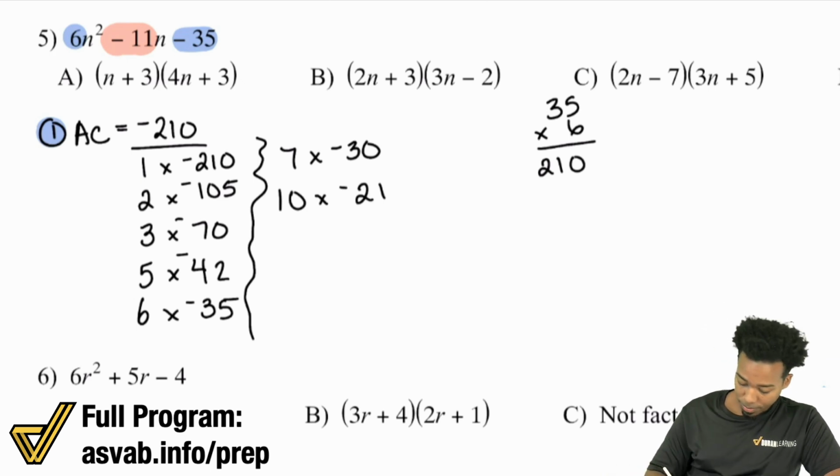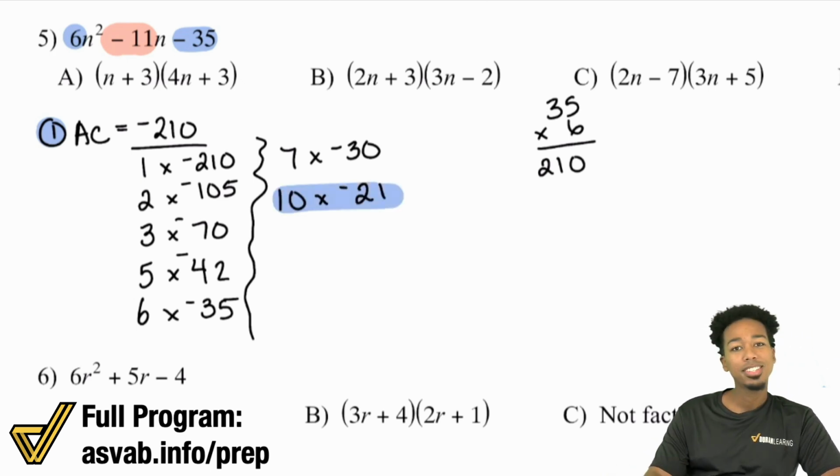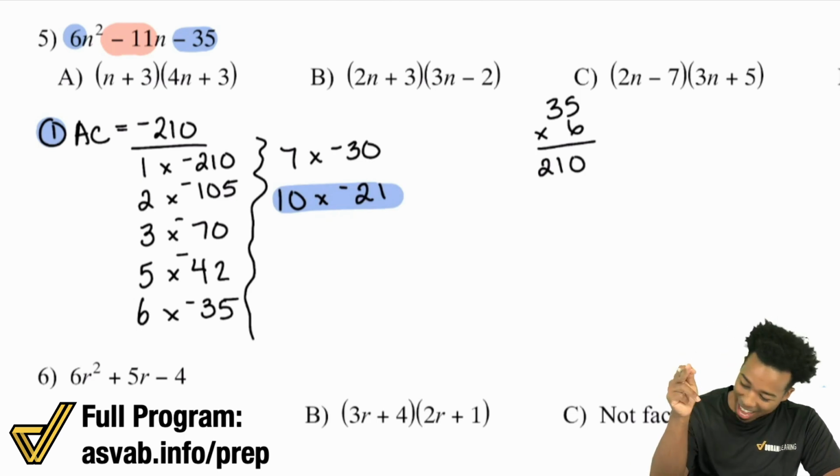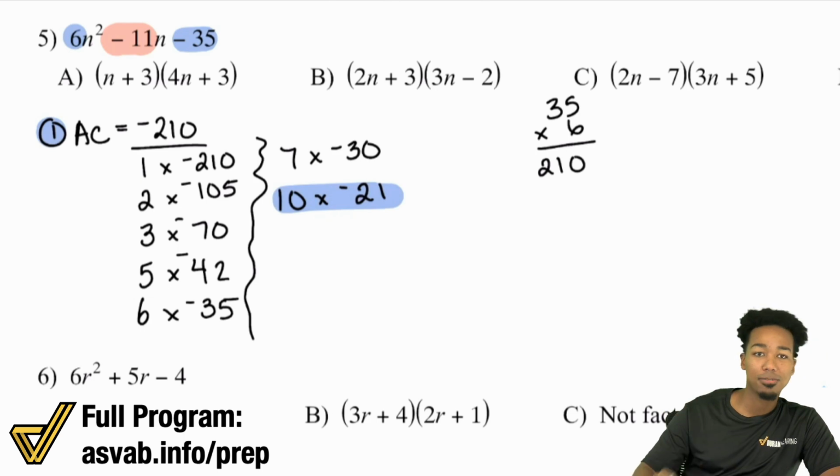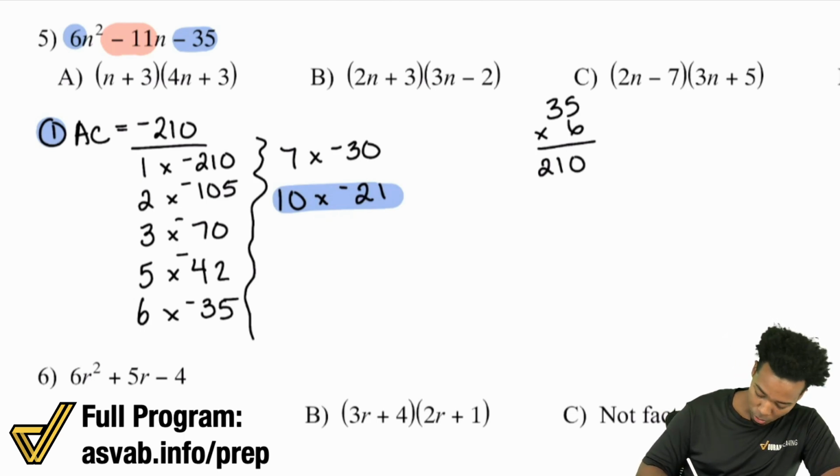Oh, well, look at that. There's a difference of 11. 10 and 21 are 11 numbers apart. That's going to work, and we are good. We can guarantee that we're good now. So there we go. We finally found it. The factors that add up to B.